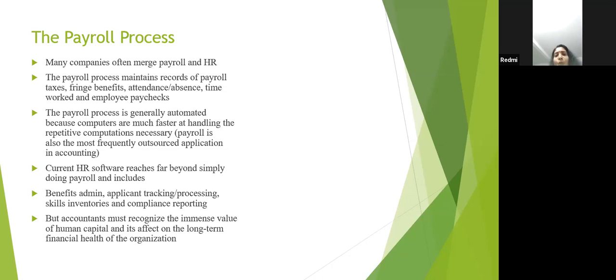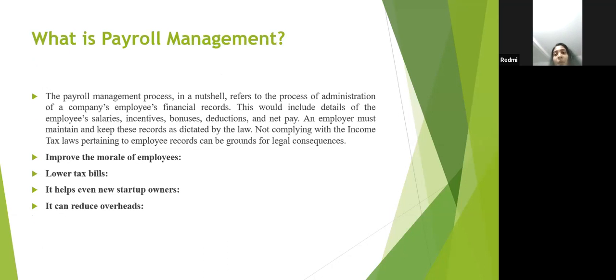And going to the next slide, payroll management. What exactly is payroll management? It's the process, in a nutshell, that refers to the administration of the company's employees' financial records. All the financial records of the employee will be maintained under this head. This will include details of the employee's salary, incentive, bonus, deductions, and net pay. An employer must maintain and keep these records as dictated by law.